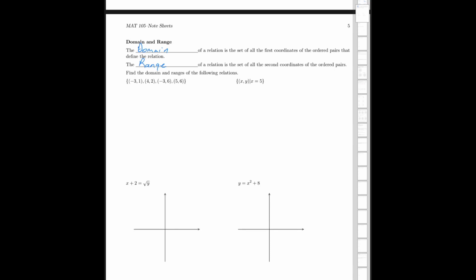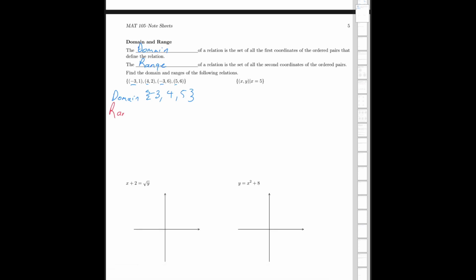So if we have a set of ordered pairs, like in this first example, the domain is the set of all the first coordinates. So that's the first number in each of these ordered pairs. So that would be -3, 4, and 5. Notice that even though -3 shows up twice, we don't write it twice. We only list it once. It just gets used more than once in the relation. Notice this one is not a function because -3 gets paired up with 1 and with 6. However, relations, just like functions, do have domains and ranges, so we can still talk about its domain.